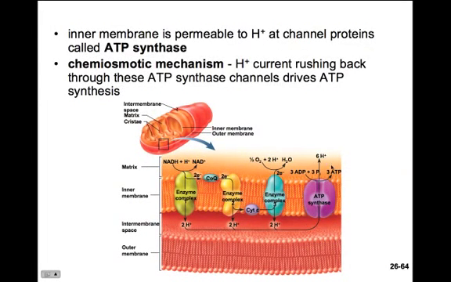This back door, the spinning door, is called ATP synthase because it synthesizes ATP. This hydrogen ion current rushing back through the ATP synthase channels is what drives the ATP synthesis. So NADH and FADH2 will drop off their electrons at the electron chain, the staircase, and they bounce down from one to the other, and finally they're received by oxygen, which is a 1/2 O2. So that's just an O all on its own.